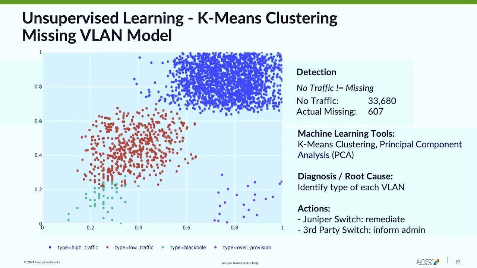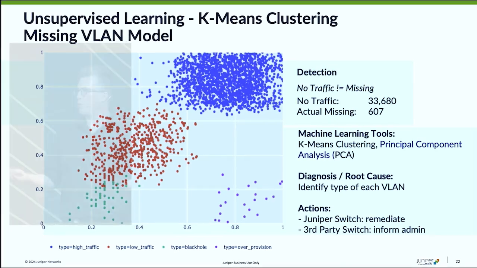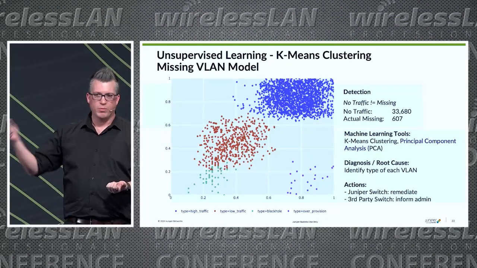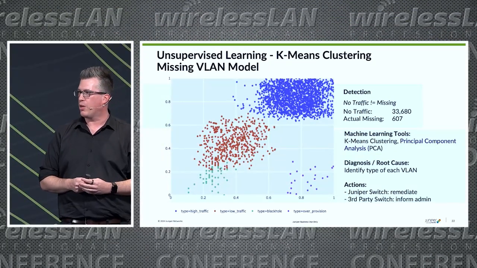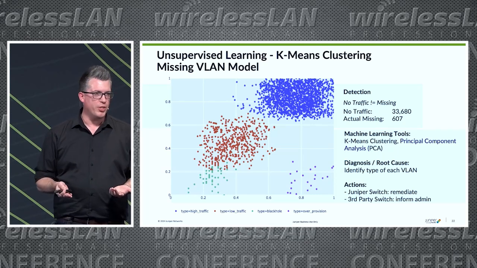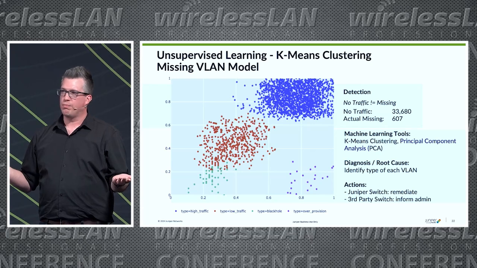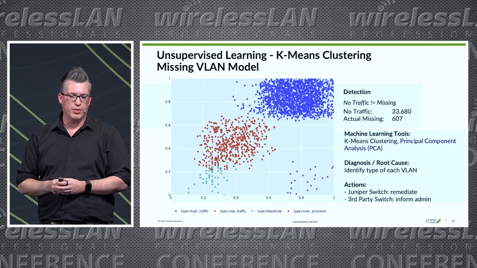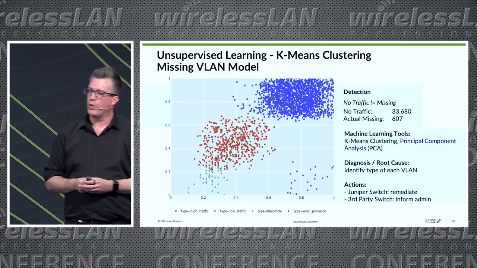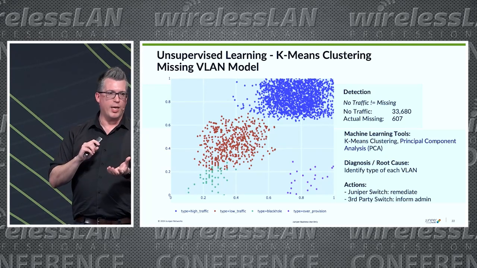Is it a high traffic VLAN? Is it a low traffic VLAN? Is it a known quarantine VLAN that's been configured on the SSID, such as a pre-authorization 999? So that's fulfilling its job of actually black holing that. Or is it even an over-provisioned VLAN? Someone might have configured a VLAN across every single site, but it's not actually needed at every single site, maybe just 5 sites. So K-means clustering is a way of automatically classifying and labeling that sort of data.